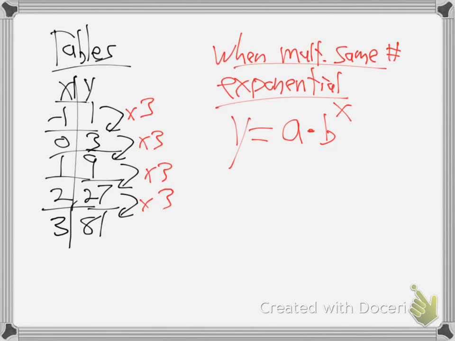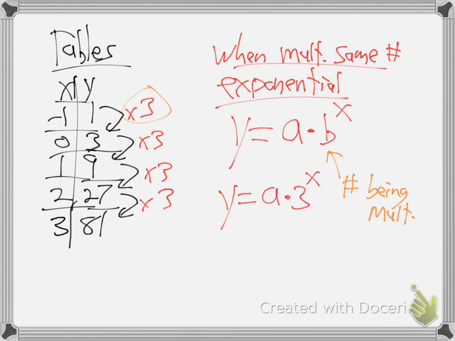Basically, the b is the number being multiplied. So in this case, the 3. So our equation becomes y equals a times 3 to the x. Good so far? So whatever that number being multiplied every time in the table, that's your b, that's your base.